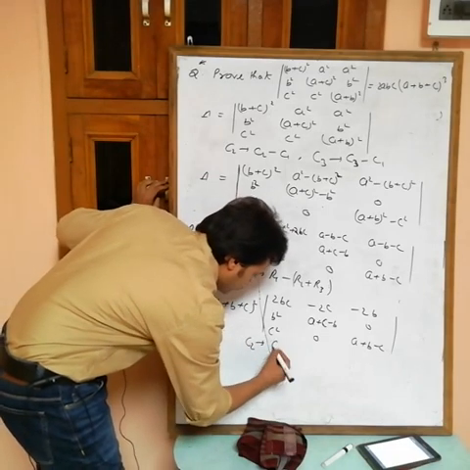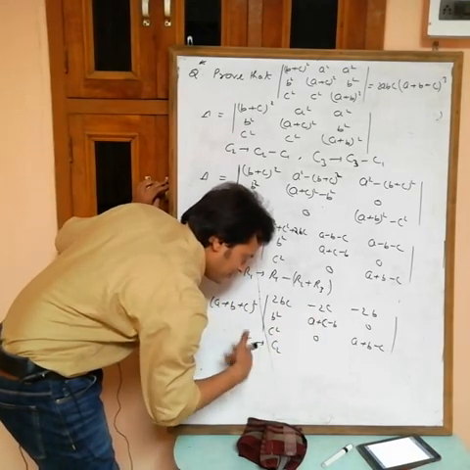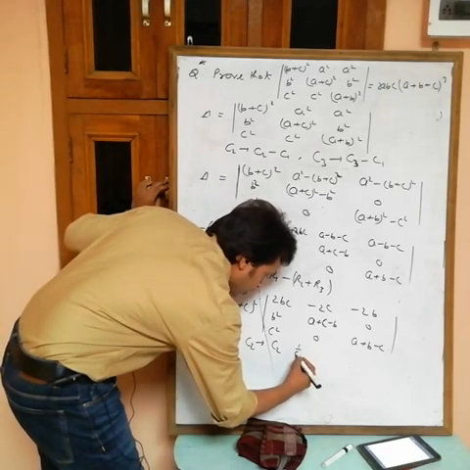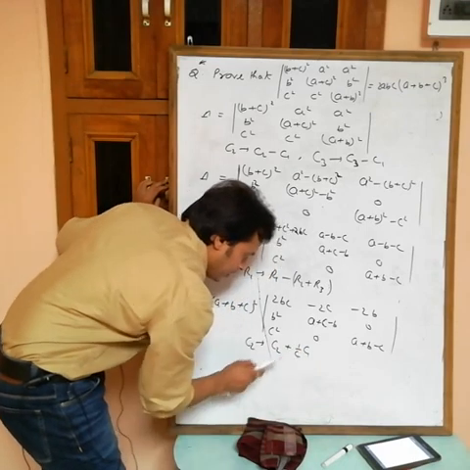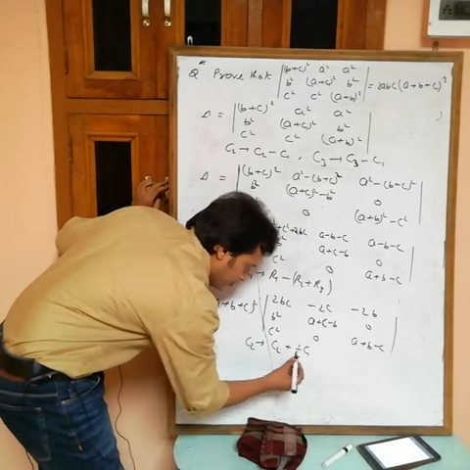C2 goes to C2 minus 2c. What do we want? Plus 2c. First divide this one with c, 1 by c, this is C1, and add. In any column you can add or subtract a constant multiple of another column. Okay.